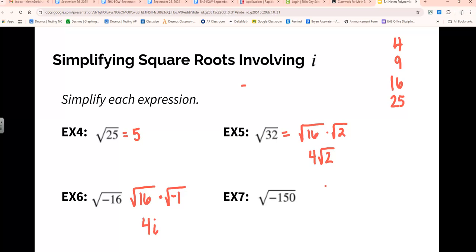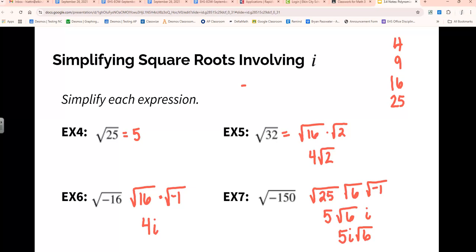If we look over at 7, 150 is not a perfect square, but 150 could be written as 25 times 6. So what I could do is I could say this is the square root of 25 times the square root of 6 times the square root of -1. So the square root of 25 is 5. The square root of 6 we cannot simplify, so we would leave it here. And the square root of -1 is i. Now, typically this will be written this way instead, 5i root 6. Okay.